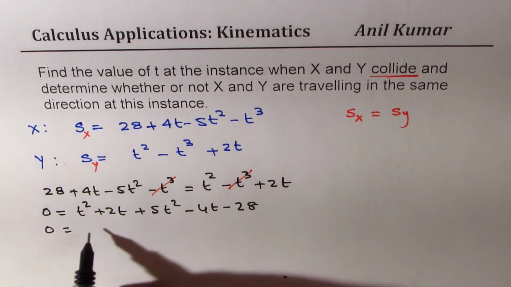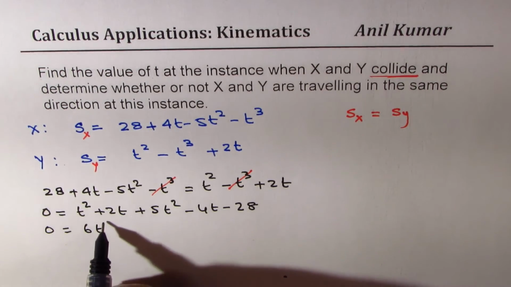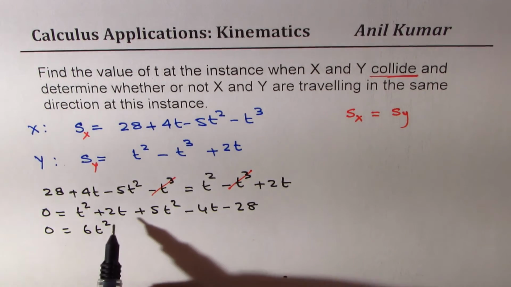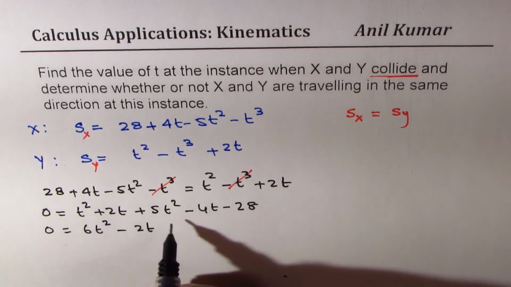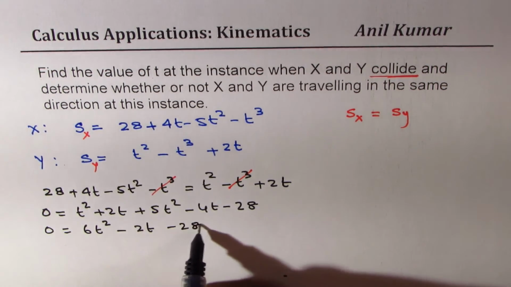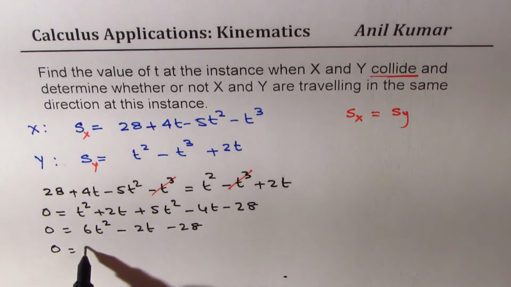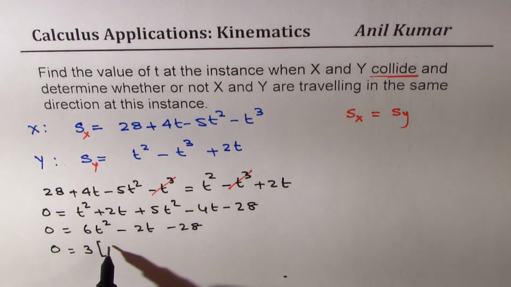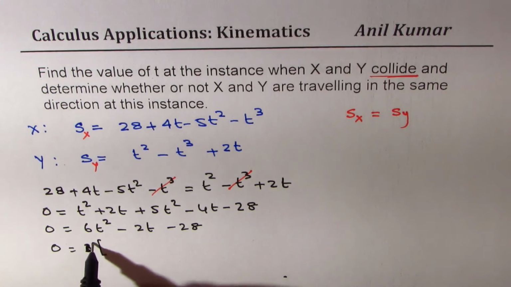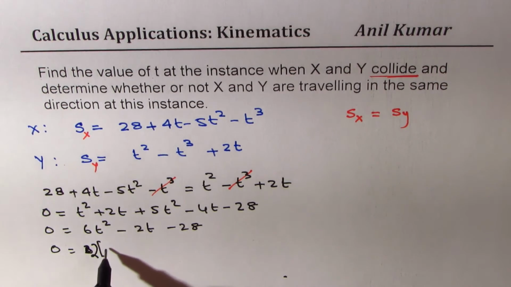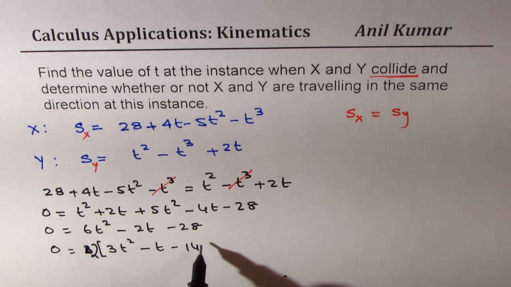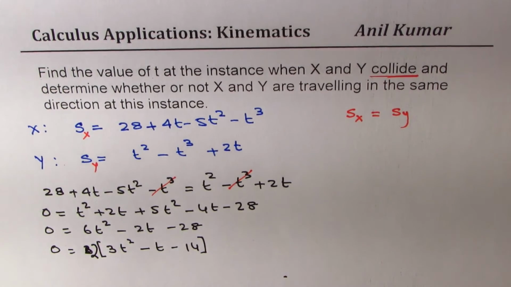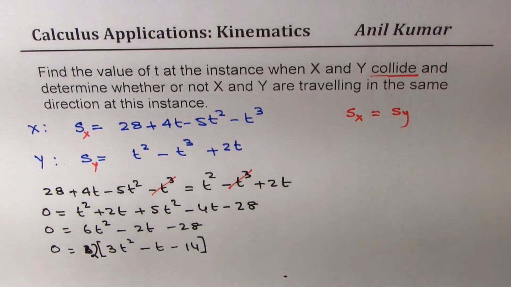So that gives you 6t square and 4t minus 2t, that means, and we have minus 28. We could actually take 3 common here, so we get 2 common here. So we get 3t square minus t minus 14 equals to 0. So let's see how to factor this and then solve.